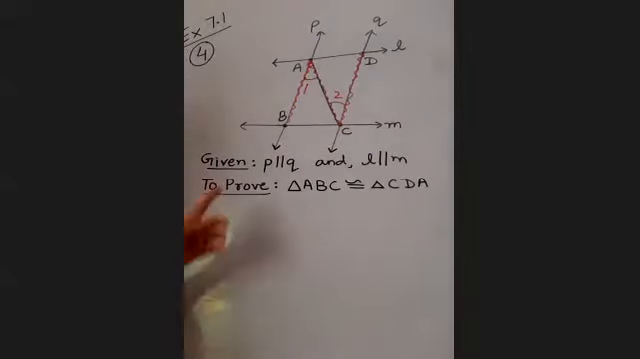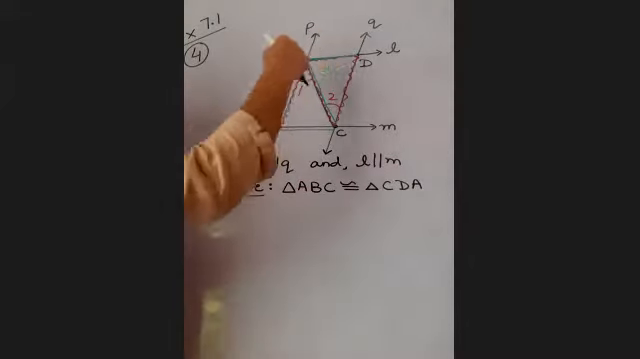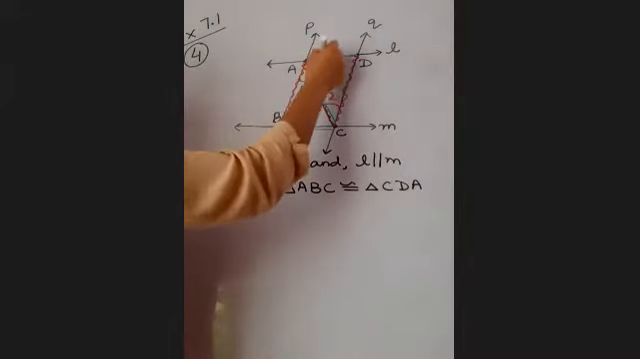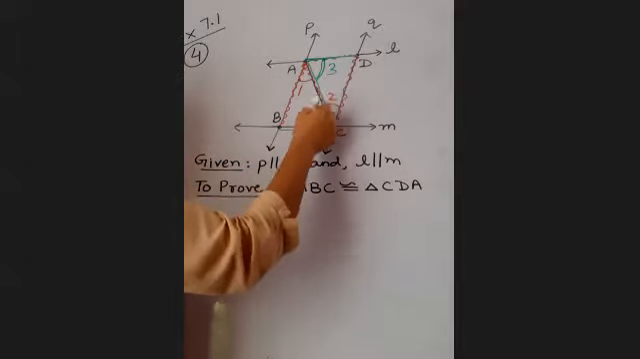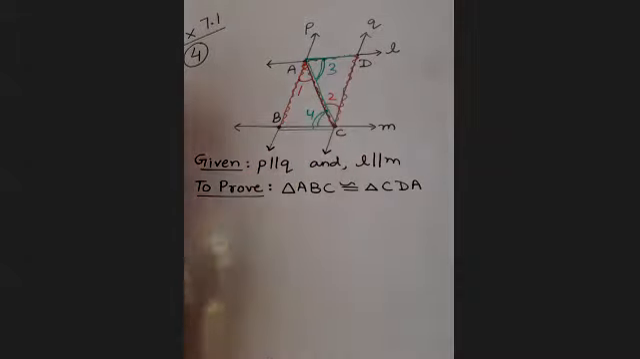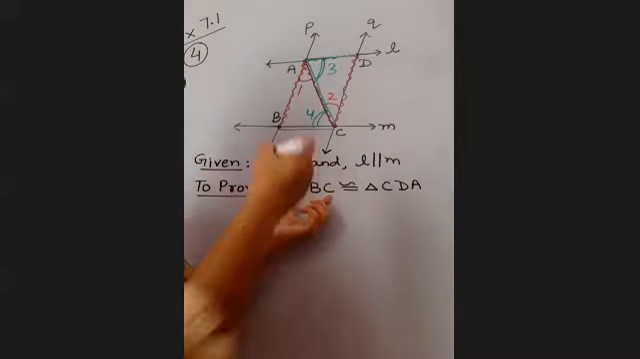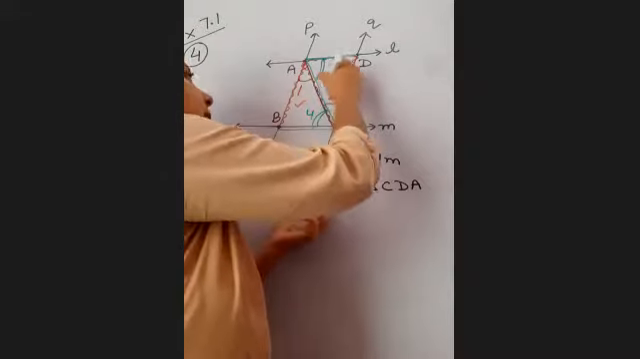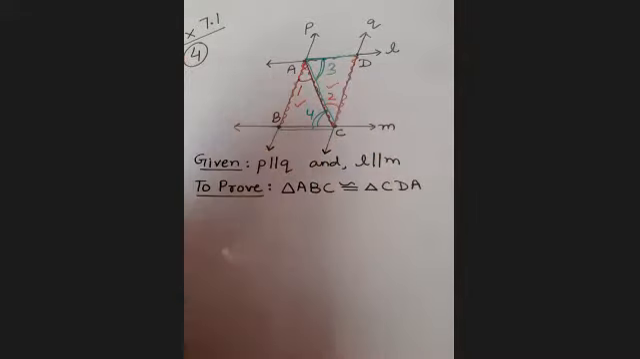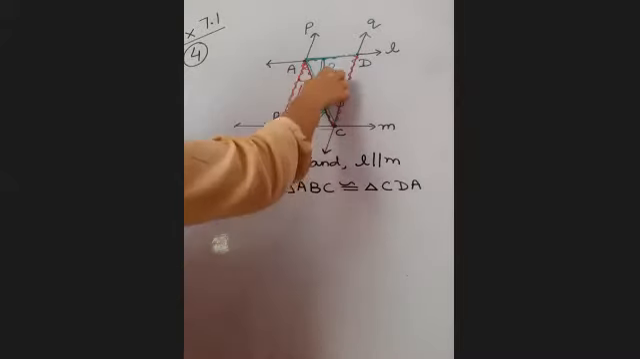Likewise, L is parallel to M. So this will also be parallel to this, and this is another set being formed. So this angle 3 will be equal to this angle 4, children. Again, alternate angles as L is parallel to M. Now, in these two triangles, ABC and triangle CDA, we are getting 1 equal 2, 3 equal 4.